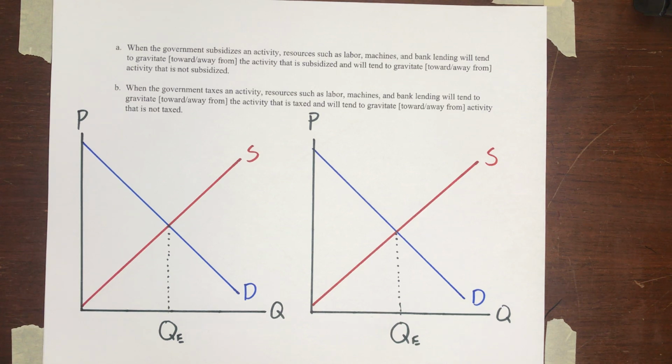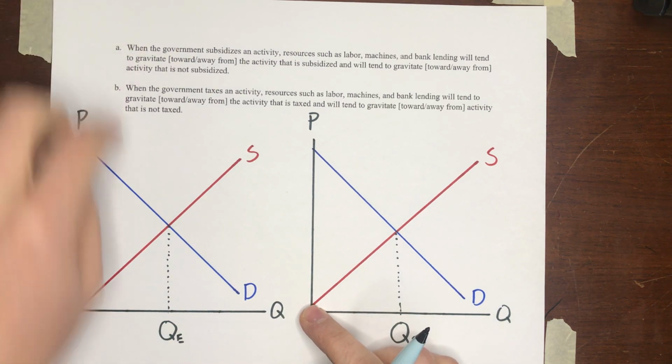When the government subsidizes an activity, resources such as labor, machines, and bank lending will tend to gravitate either toward or away from the activity that is subsidized, and will tend to gravitate either toward or away from the activity that is not subsidized. So I've set up a couple of graphs here, and let's start. This one's going to be for part A to think about subsidies.